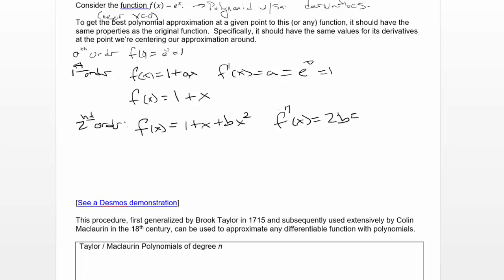And again, we want this to equal the second derivative of the function at 0. The second derivative of e to the x is still e to the x, and e to the 0 is 1. So this tells me that I want b to be 1/2. So a second order approximation of e to the x should be 1 plus x plus 1/2 times x squared.